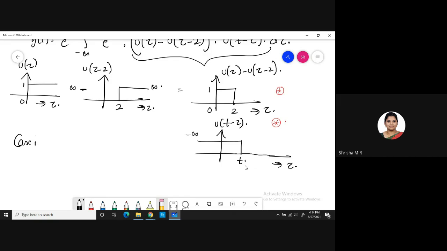What is case 1? You fix this and vary this with respect to t. Imagine you have this block. This block you're dragging upon this. This waveform is going from here to here. Imagine like that. This is fixed. This you're varying upon this. So what is case 1?